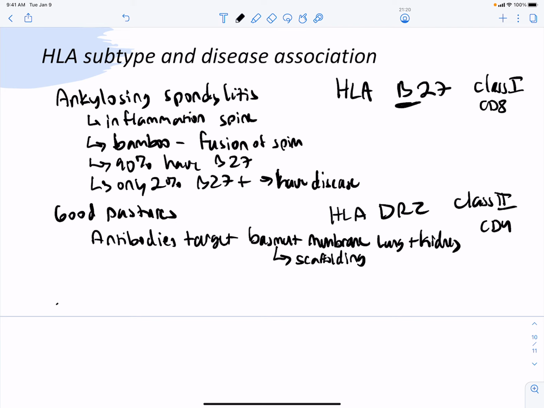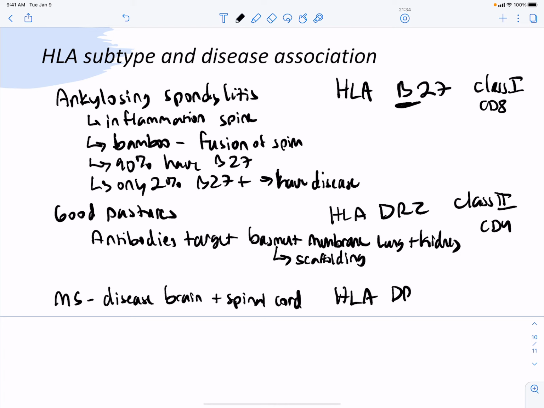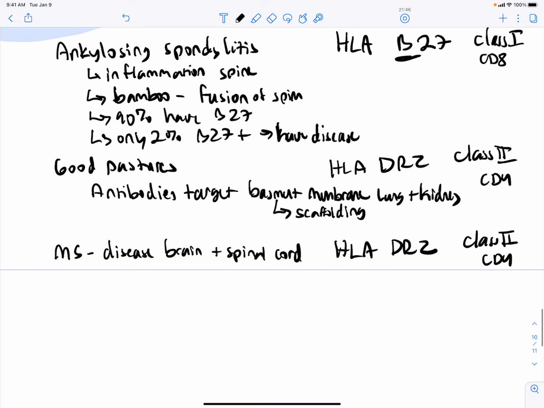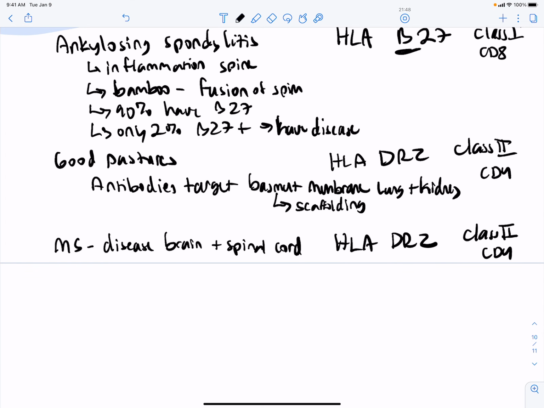You have multiple sclerosis, which is the disease of the brain and spinal cord. And this has HLA-DR2 as well, so this is class 2, or CD4 mediated. And this is where the immune system attacks the myelin sheath that coats your neurons, so you cannot send any signals.